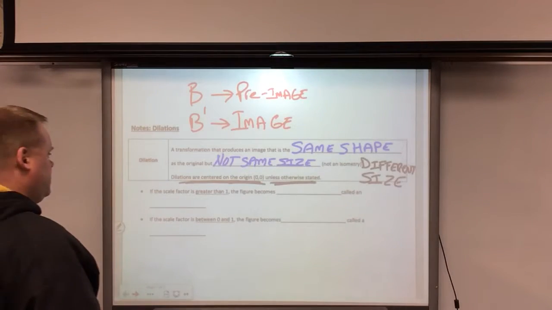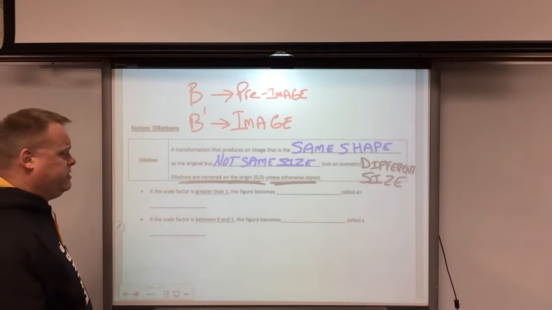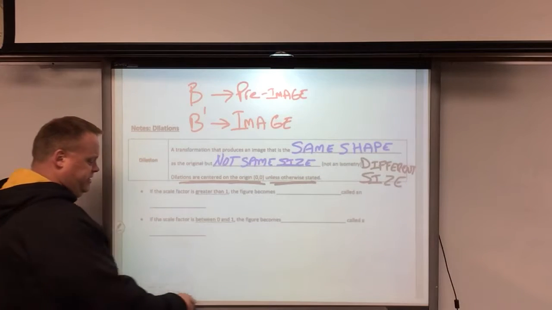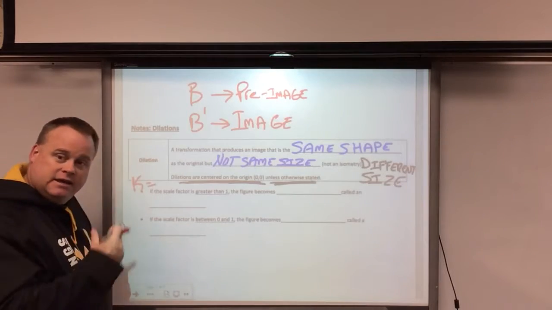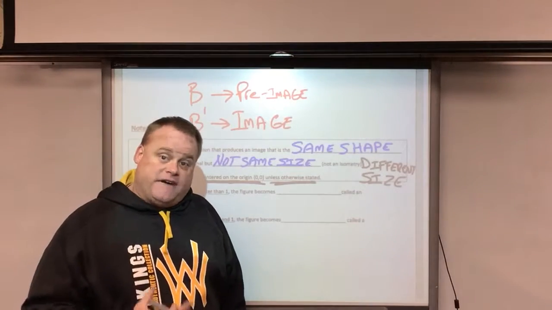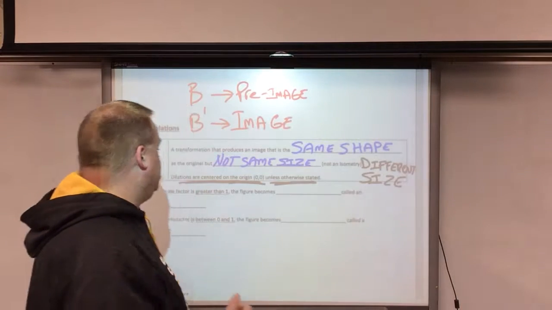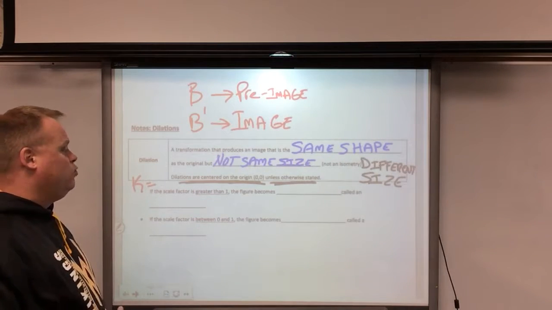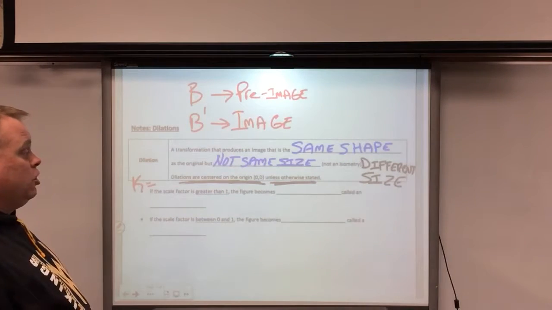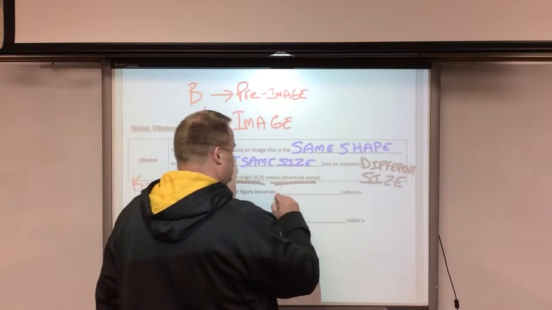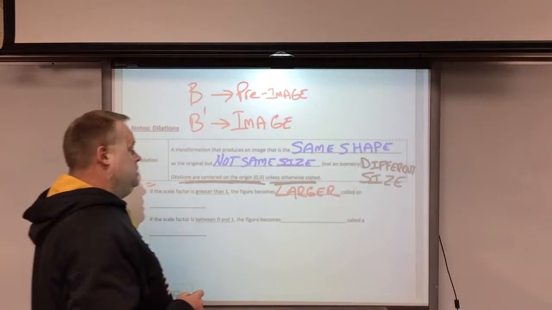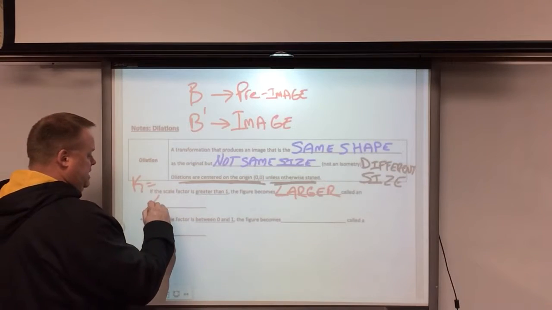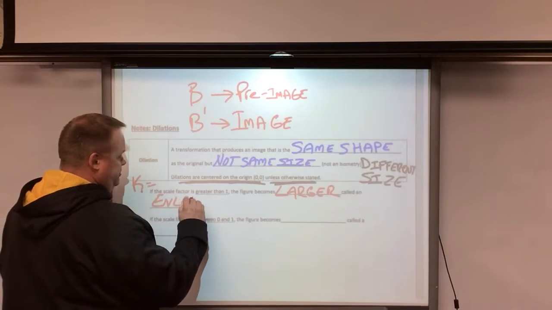All right. If the scale factor is greater than 1, well, remember what the scale factor is. That's where like K equals, right? K is our abbreviation for scale factor, all right? If the scale factor is greater than 1, the figure becomes larger, and that's called an enlargement.